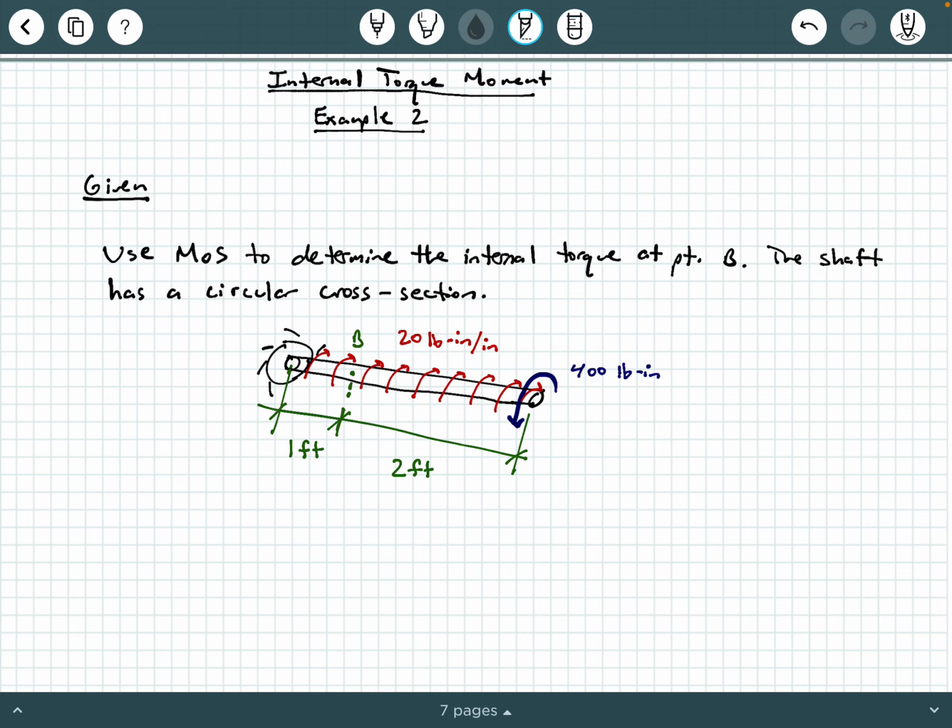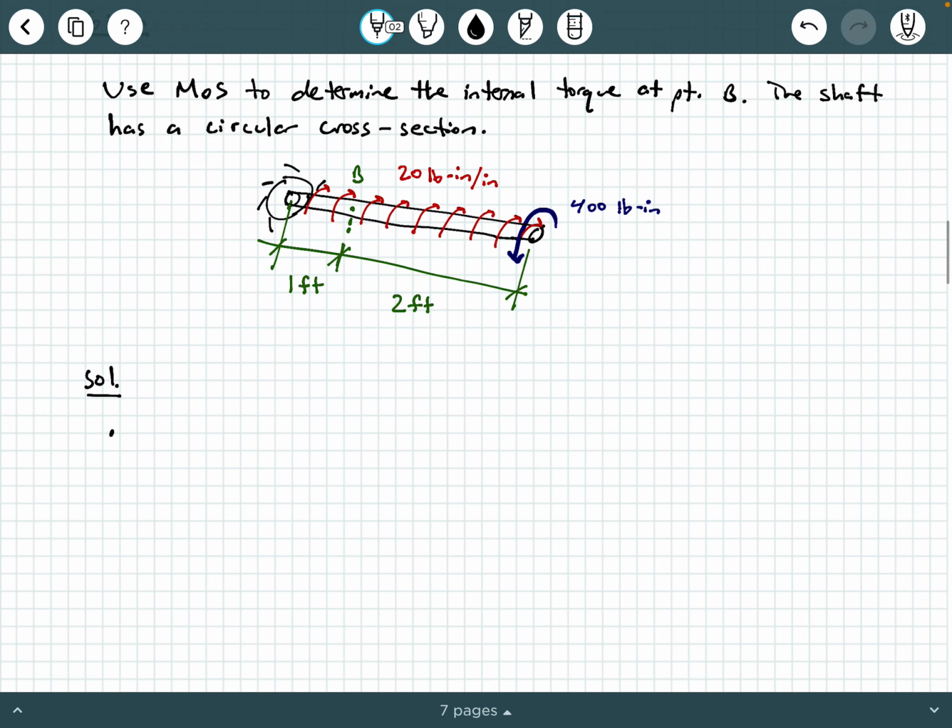So what do we do? Well, again, we use method of sections. So we're going to say solution, and we're going to make a cut through point B. Okay, so when we cut through point B, which side of the cut do we use when we want to analyze that cut free body diagram? Well, we could analyze the left side or the right side. Does it matter? No, it doesn't. This is method of sections. You could use either side of that cut, okay?